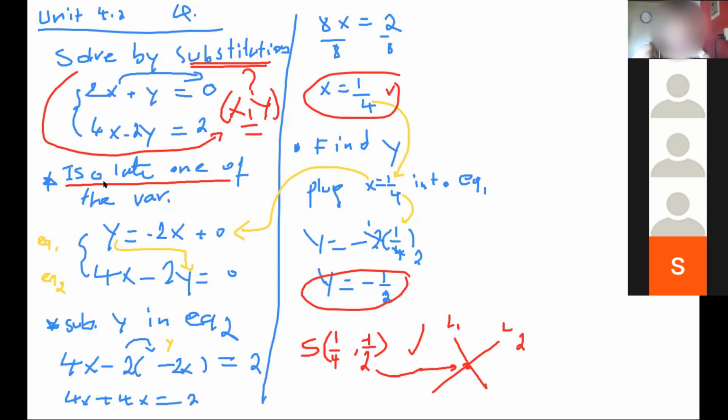So again, let's recap the main steps. Isolate one of the variables. If it's not already isolated, if you're lucky, you could find one of the variables by itself. You just plug it into the other equation. Substitute the variable that's by itself and solve the resulting equation. But you still need to find the other variable. You find that using the variable that you just solved for, and you get your 2 solutions like this. So the system is done.